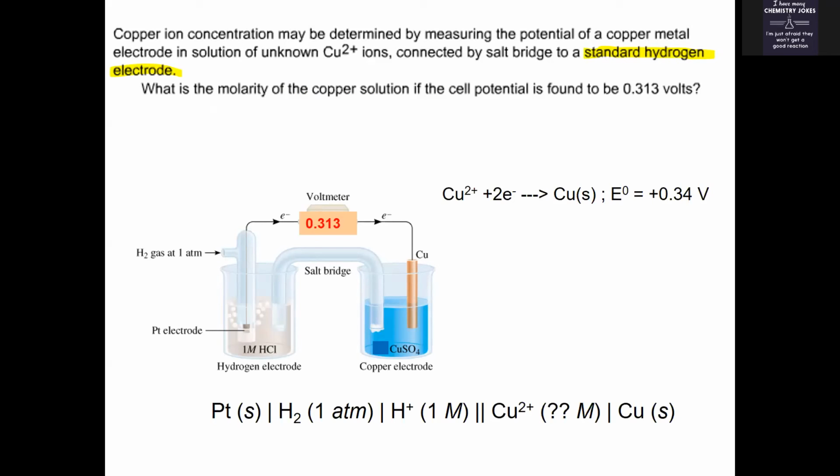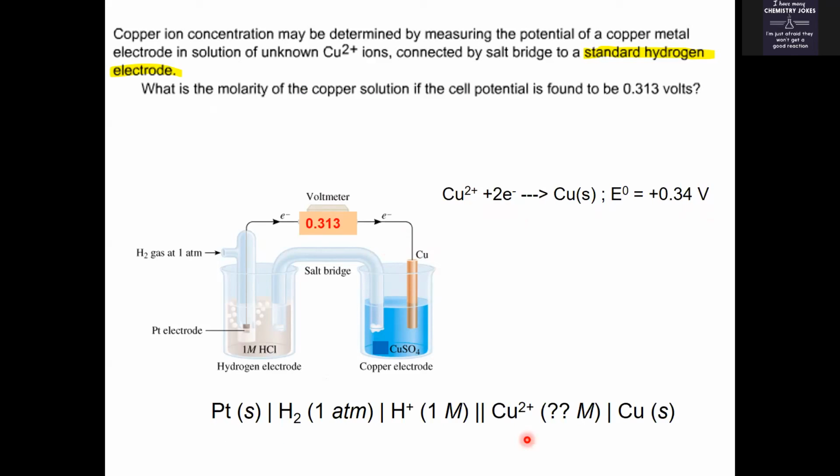Another example of how the Nernst equation can be used is here. We can measure the voltage of a system to determine the concentration of an unknown ion in solution. What? If we connect copper to a standard hydrogen electrode, remember a standard hydrogen electrode is our zero reference point, we can have a system that looks like this. The voltage we're told it measures is 0.313 volts. The standard reduction potential of copper is 0.34 volts. So when you combine the SHE with copper, copper has to be the cathode because copper has to be being reduced in order to get a positive voltage overall.